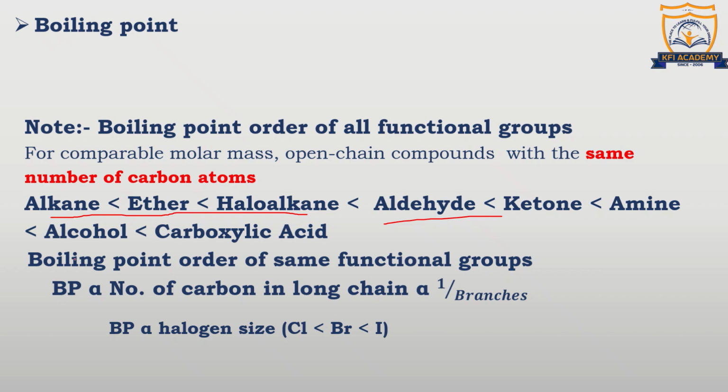If the same functional group is there, this is one of the shortcut methods: boiling point is directly proportional to the number of carbons in the long chain. The more carbon atoms in the long chain, the higher the boiling point. When it has more branches, it has a lower boiling point. In halogens, it depends upon size, or we can say directly proportional to mass. This order is applicable only for the same number of carbon atoms and open chain compounds.